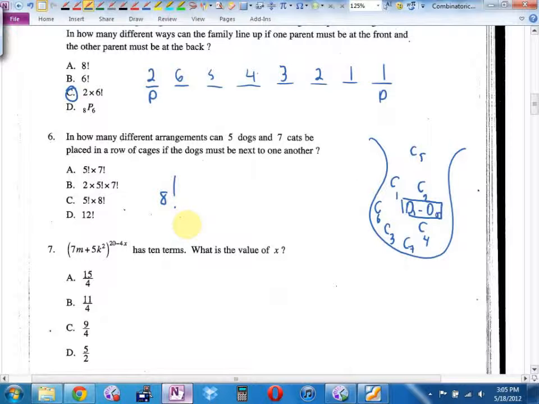Does it say the dogs have to be in a certain order, or can the dogs be in any order? Any order? So how many ways can we mix up the dogs? Did it say that the dogs have to be in the front first? No, if they had said that, it wouldn't have been 8. It would have been the dogs got to be in the front one way, and then there's 7 factorial, 5 factorial left over.